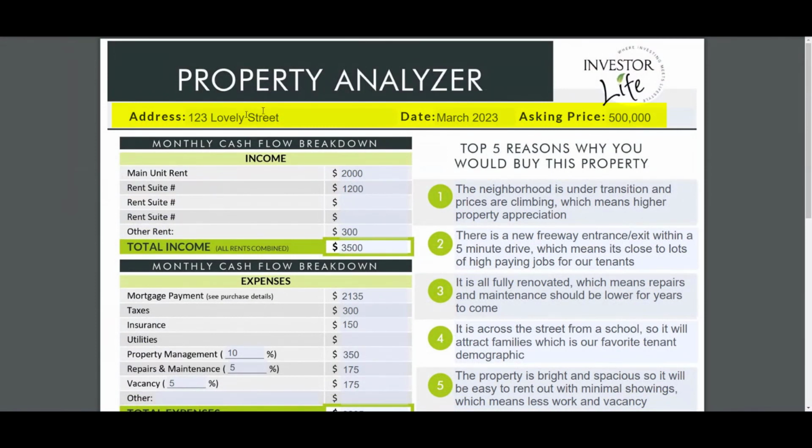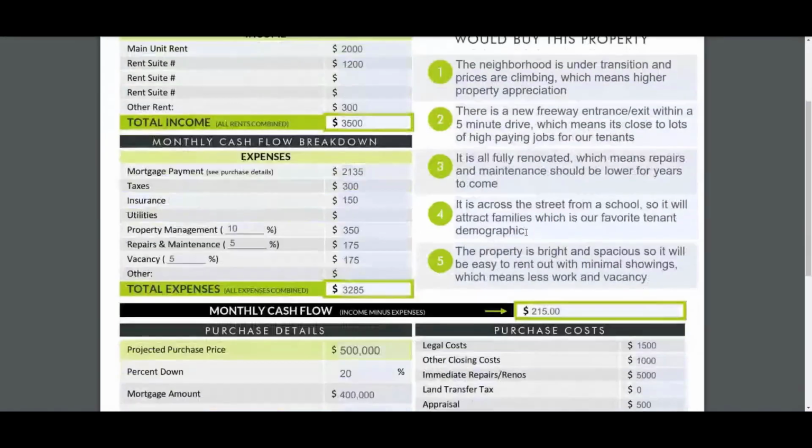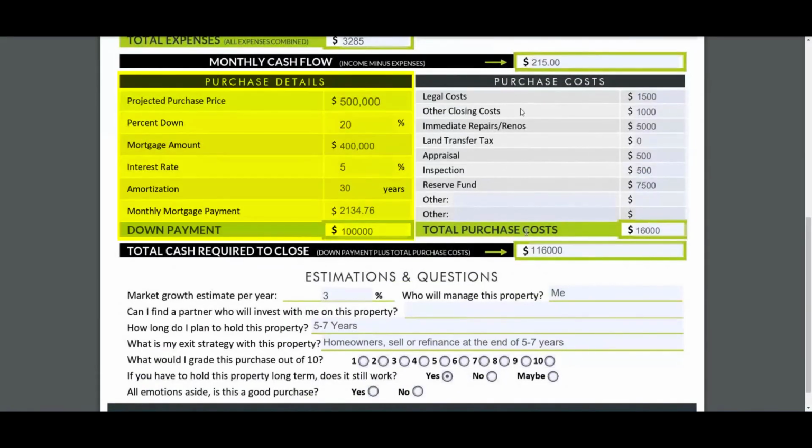Why is it important that we fill out the address, the date, and the asking price? That's important because if we're comparing multiple properties, we want to make sure that we remember which one we're talking about. Sometimes we might be doing this 6 months later, 8 months later, a year or two later, and we might even be analyzing the same property again, and we can look back at how we analyzed it a couple of years prior. So it's always good to put the date and the address. Once you have that, including the asking price, let's fill out the purchase details section.